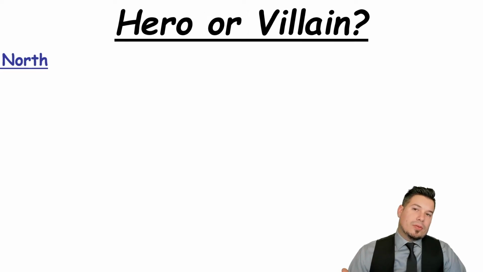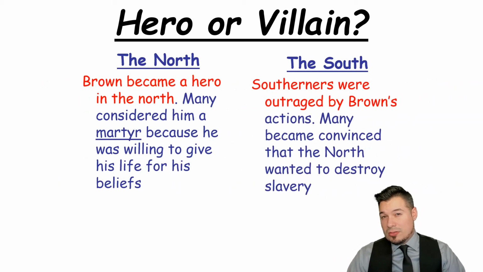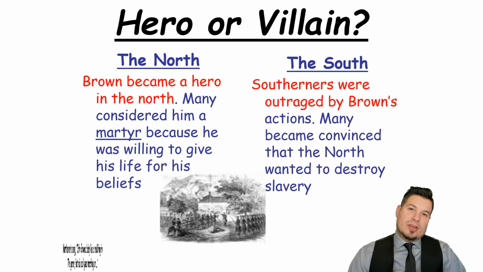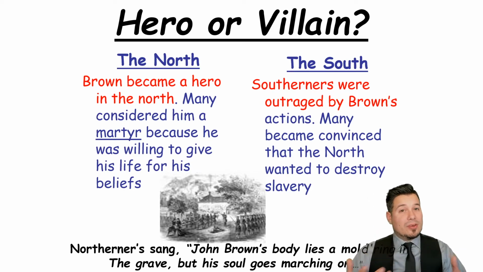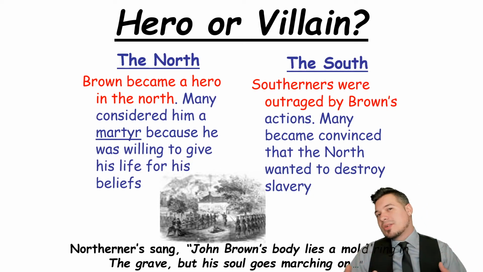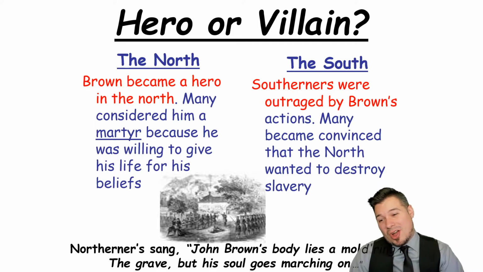So you can see here that many people are conflicted in this country between, is he a hero or is he a villain? Is he a hero or a madman? Well, if you're a Northerner, odds are you thought he was a hero, because many people saw him as a martyr. A martyr is someone who gives their life for the cause, because he was willing to do that. In fact, Northerners were saying, John Brown's body lies a-moldering in the grave, but his soul goes marching on.